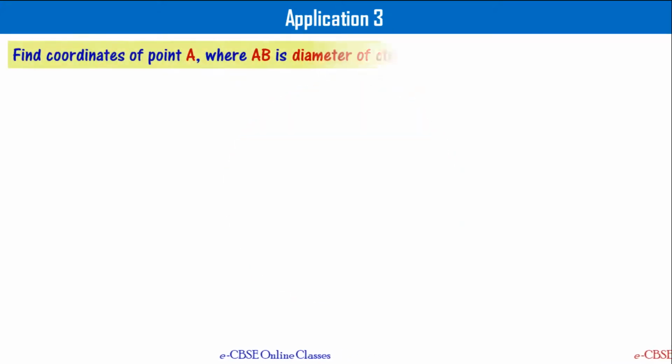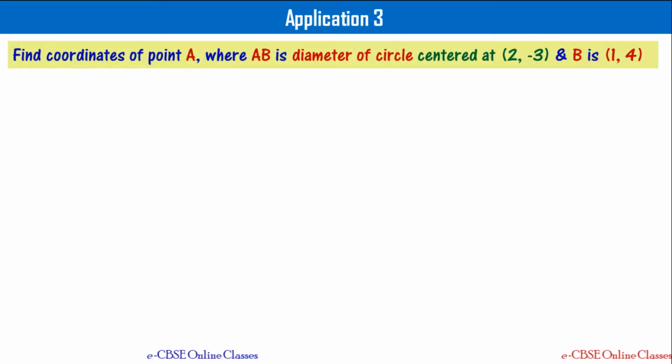Let's take a look at another application problem. In this problem, we are asked to find the coordinates of point A, where AB is diameter of the circle, centered at 2 comma minus 3 and B equal to 1 comma 4. We are asked to find point A, right?